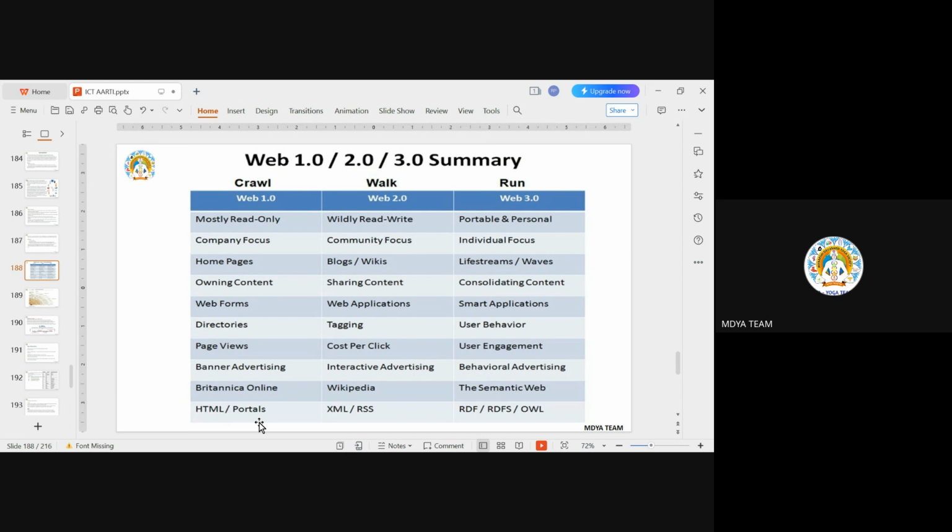Because we are interacting with the machines. We are not using Web 4.0 now, we are using Web 3.0, but this is the future. It will be more powerful, like the human brain.